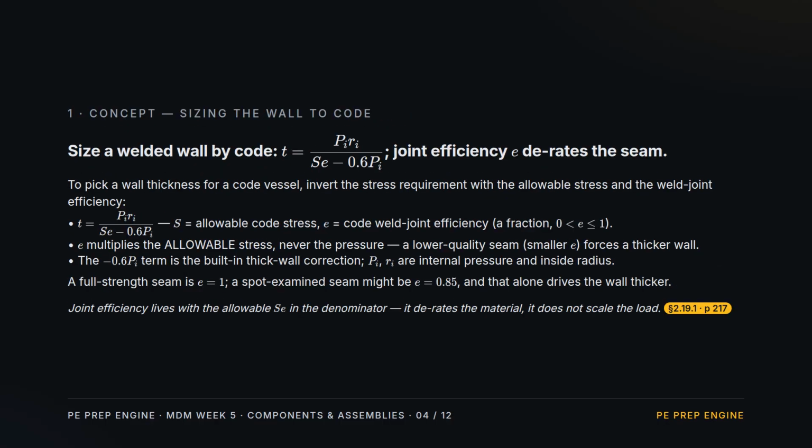Concept 3. Sizing a welded wall. The code thickness is internal pressure times inside radius over the allowable stress times the joint efficiency, minus a small pressure correction. The joint efficiency derates the welded seam. It multiplies the allowable stress, never the pressure. A lower efficiency means a thicker wall.